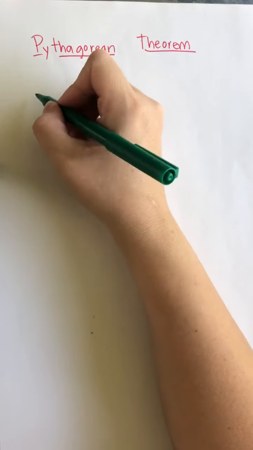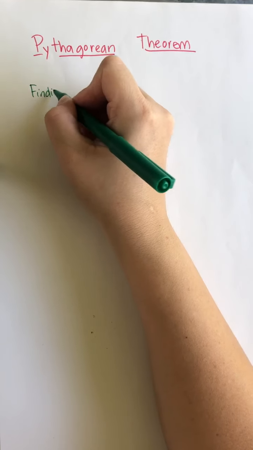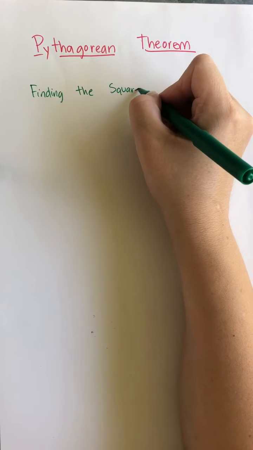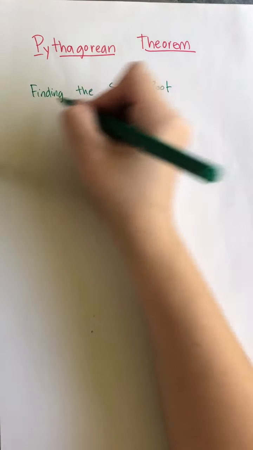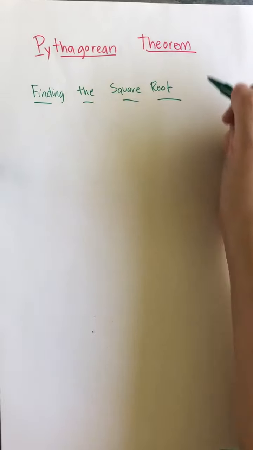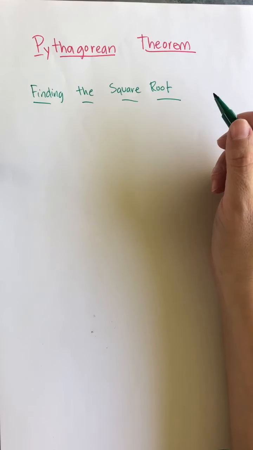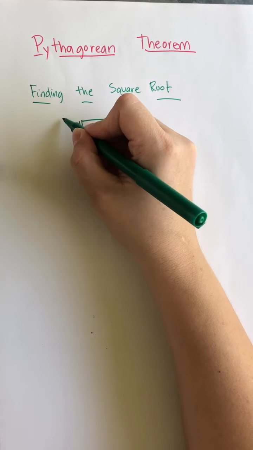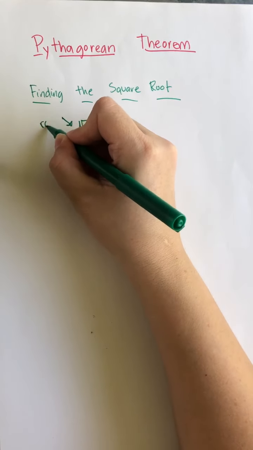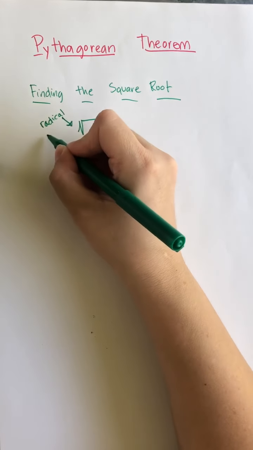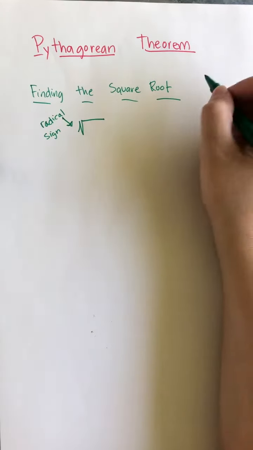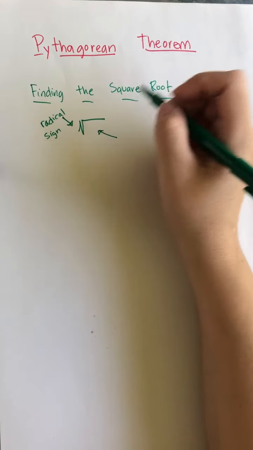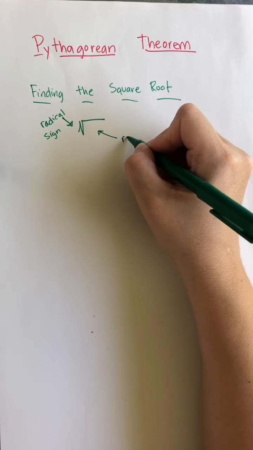Okay. So this is finding the square root. So this is fairly easy to do. A couple things you need to know is that we have this symbol, and this is known as the radical sign. Okay, and inside you always have a number. Okay, and sometimes that number is what we call the radicand.